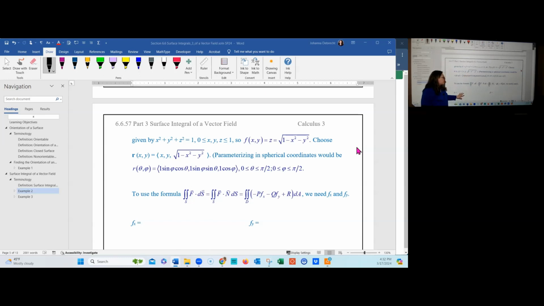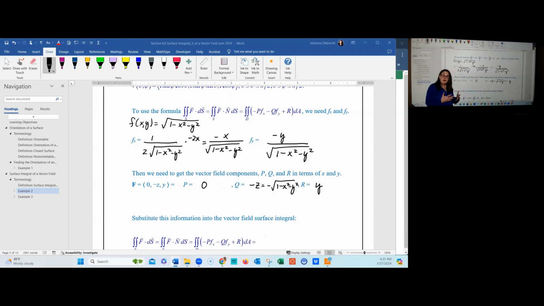What we want to do now is compute using the formula. So I'm going to need to compute the partial of f with respect to x and the partial of f with respect to y, and put them into the double integral over the parameter domain, the restrictions on x and y, where I have negative p times the partial of f with respect to x, minus q times the partial of f with respect to y, plus r as the integrand. Go ahead and pause the video to work out this part, then turn it back on, and we'll continue our work.